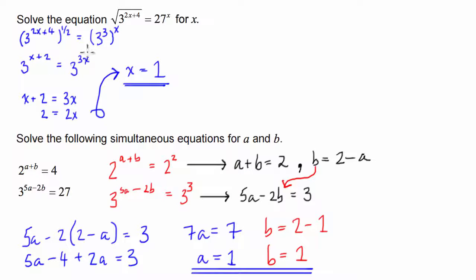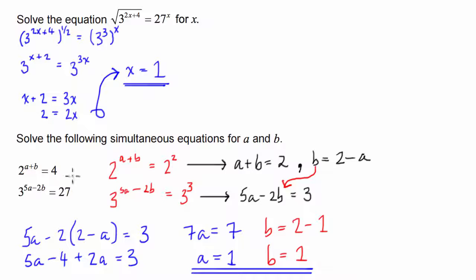Once I've done that, using a couple of index laws, like the distributive law, and also the fact that if we have a bracket to a power, the powers are multiplied, we're able to simplify it out to here. We're able to get rid of the bases, equate the powers, and then solve for x. So not too complicated. And we basically did exactly the same here.